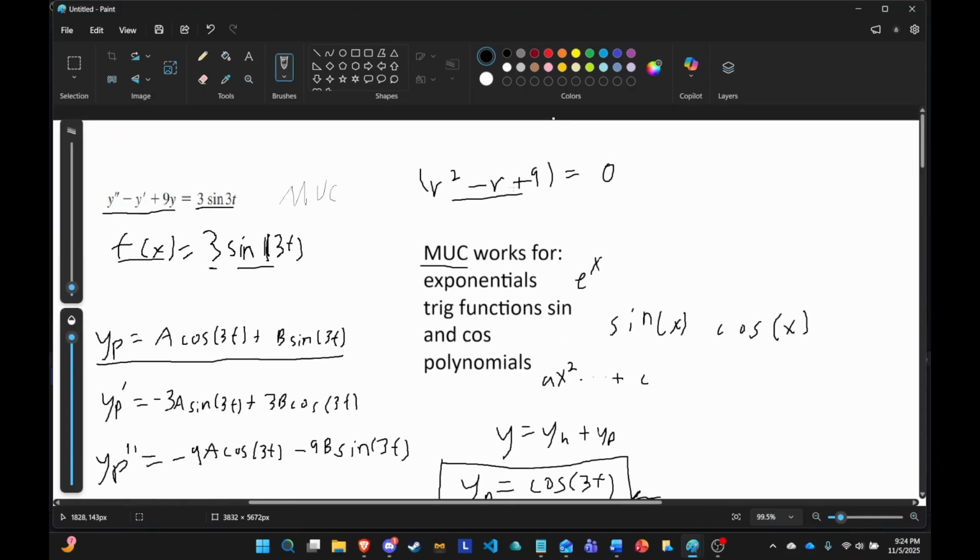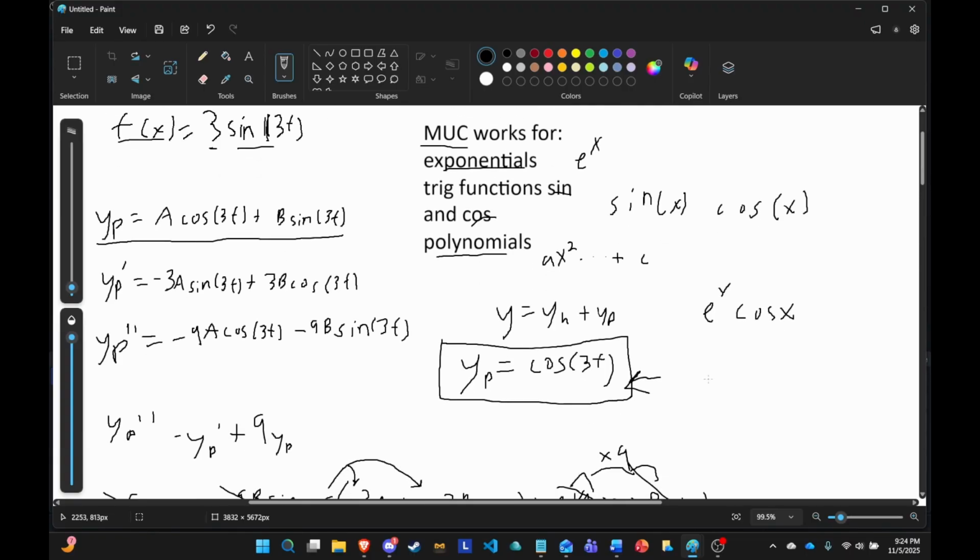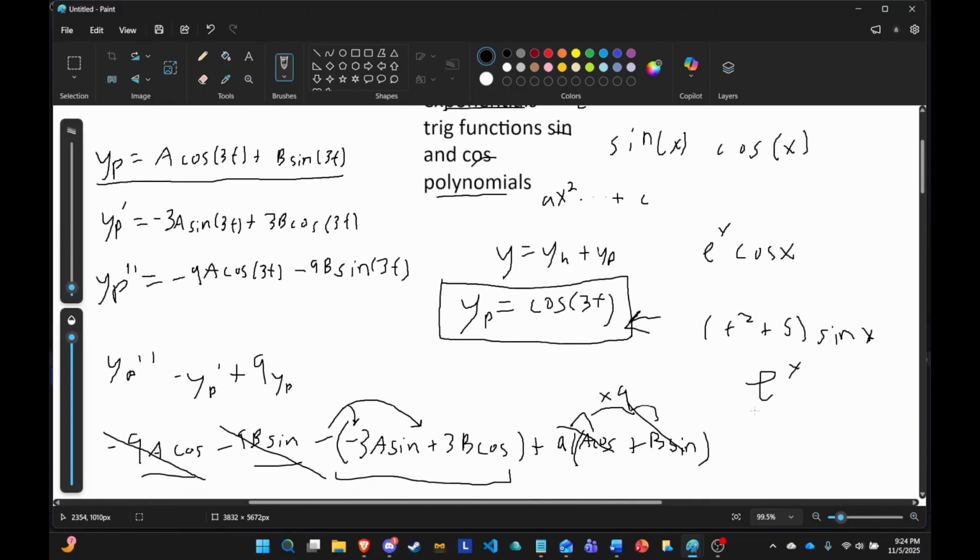Okay, but as I've discussed, this only works for a group of functions, and that is exponentials, trig functions that are sine and cosine, and any polynomial that's multiplied with them, and any other products of those groups. So you can have e to the x cosine x, you can have t squared plus 5 sine of x, because that's a polynomial multiplied by sine. That would work for method of undetermined coefficients. You could have e to the x over t to the 5th, let's say, because this is still a polynomial on the bottom. Any one of these functions would work.